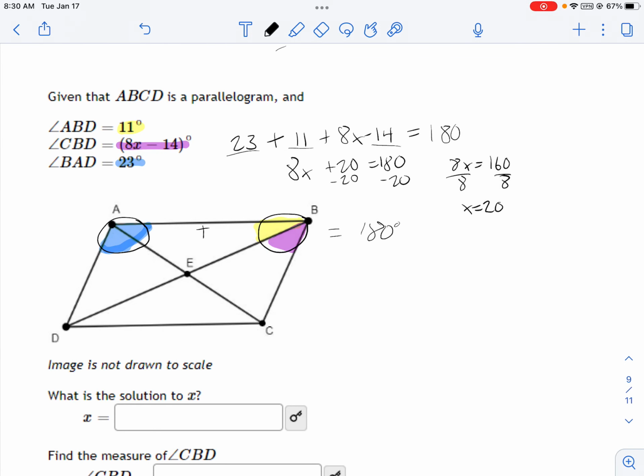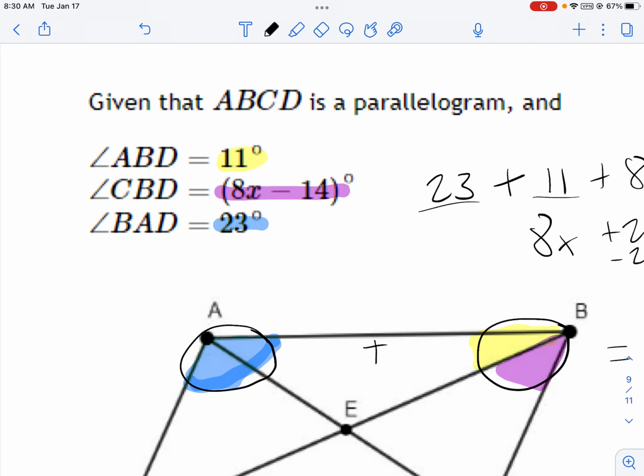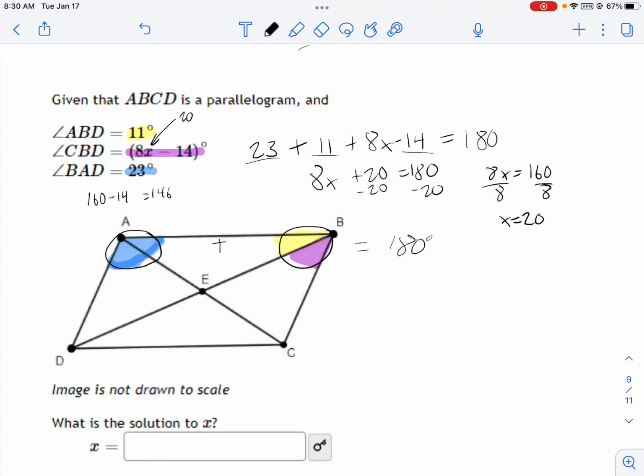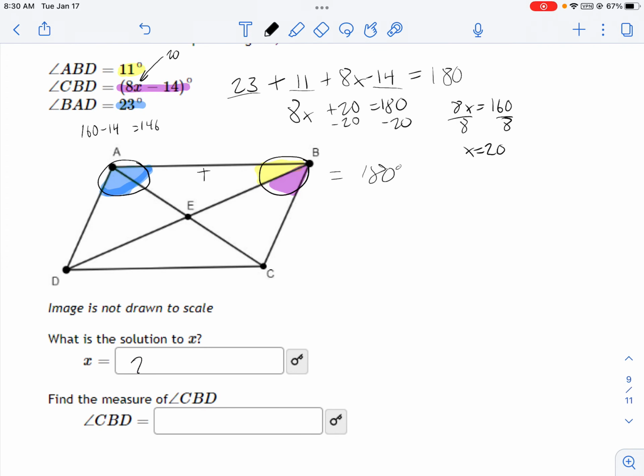Then all you have to do is plug it back in, to make sure your solution makes sense. So 20 goes back in for x. We have 8 times 20, which we literally just found, that's 160. Then we have 160 minus 14, because it's 8 times 20 minus 14. So that is 146. That's a positive number, which means it works out, and that means 20 is indeed your solution for x. And ironically, now that we plug 20 in, that's also the measure of the angle itself. So 146 is your answer for angle CBD.